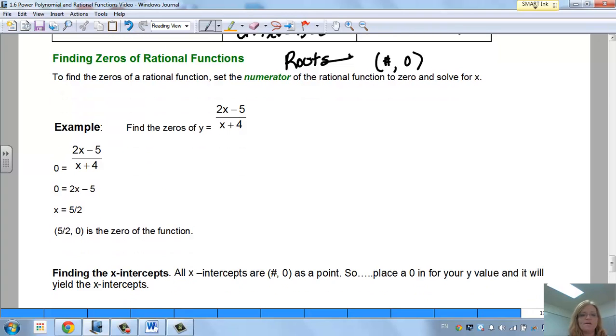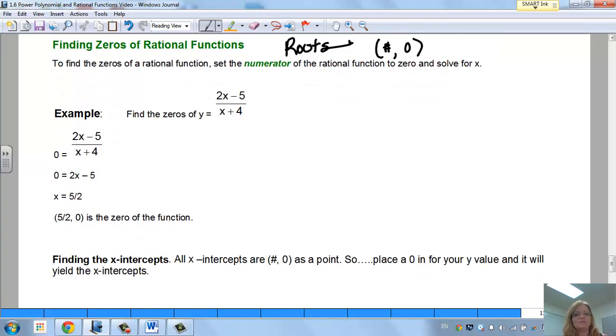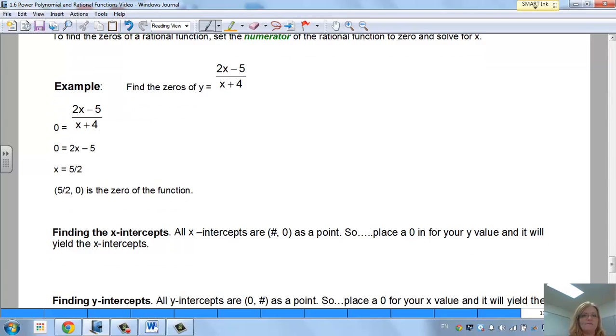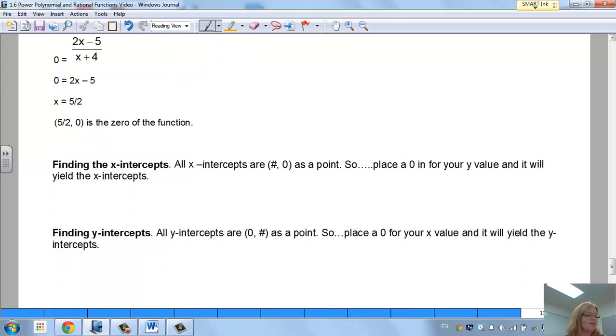Finding x-intercepts, all x-intercepts are a number, 0, so it's a point. So you place a 0 in for your y value, and it will give you the x-intercept. That's what I just showed you. Finding y-intercepts, it's a point, 0, a number. So I'm going to put zeros in for x, and you will find your y-intercepts.